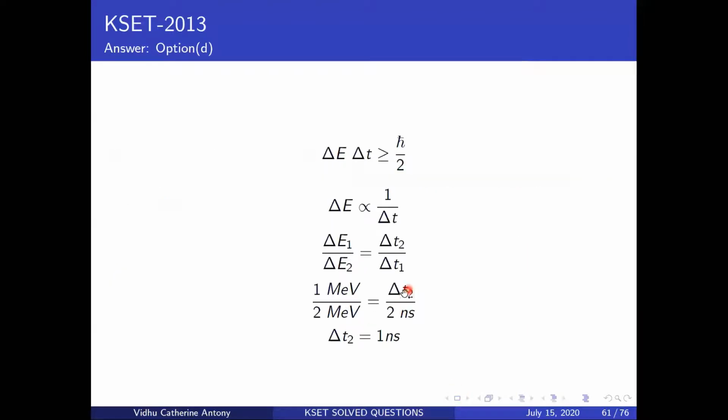Okay, so now what can you write? You can calculate the value of T2. It's pretty simple. Cancel these two out. So you end up getting 1 nanosecond.